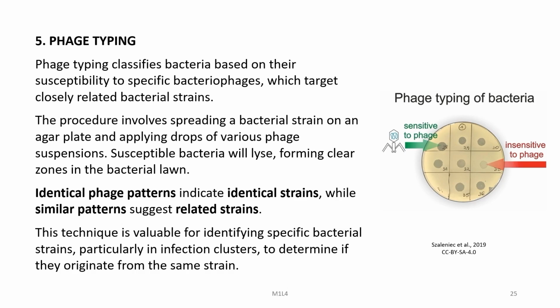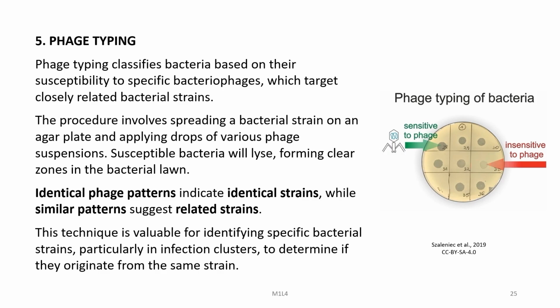Another method is phage typing. Phage typing classifies bacteria based on their susceptibility to specific bacteriophages which target closely related bacterial strains. The procedure involves spreading a bacterial strain on an agar plate and applying drops of various phage suspensions. Susceptible bacteria will lyse, forming clear zones in the bacterial lawn, as you can see here, which is sensitive to the phage. And here we see that they are not sensitive to the phage or insensitive to the phage.